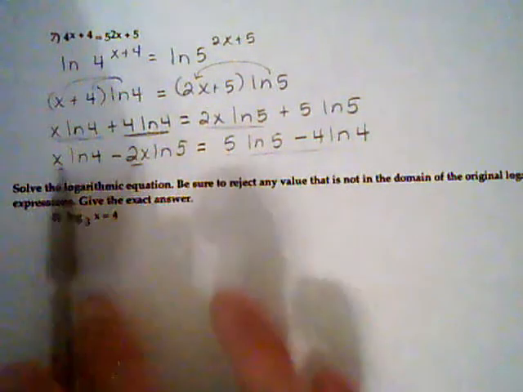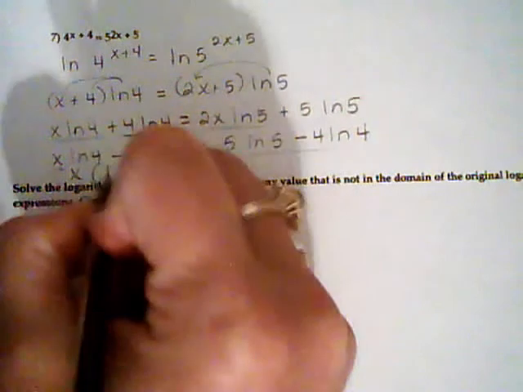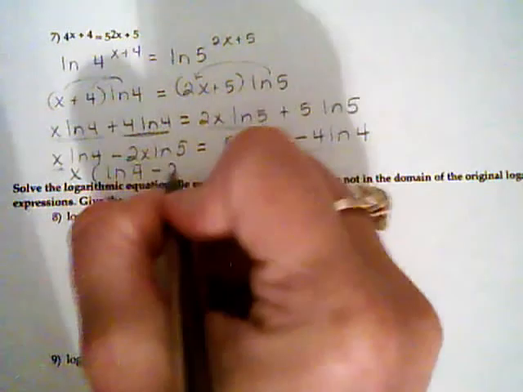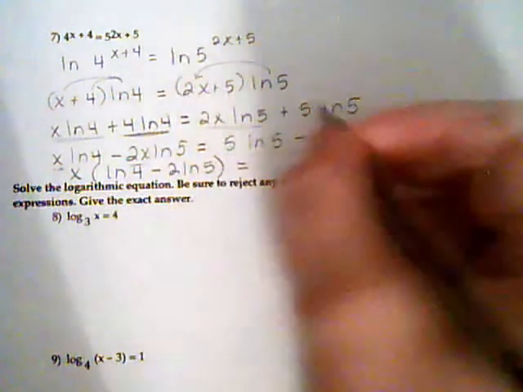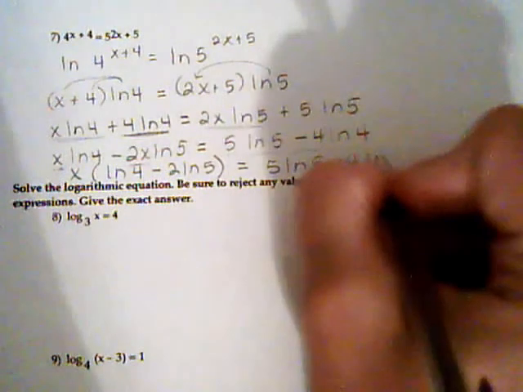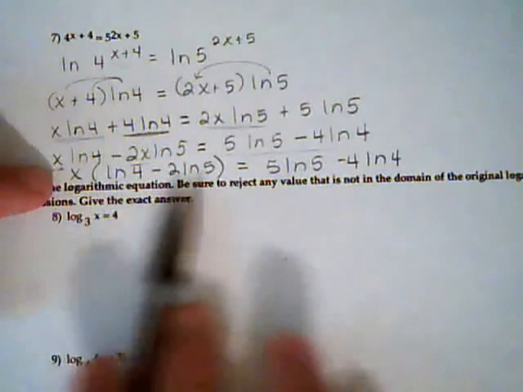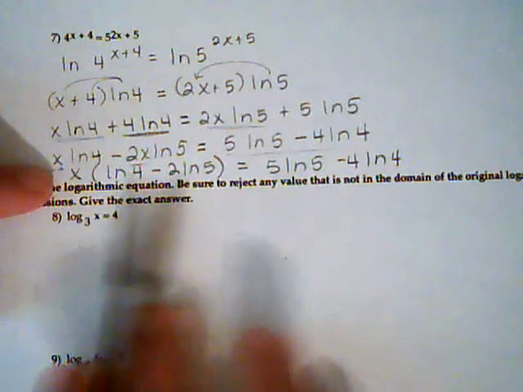If I want to solve for x, now I can factor out an x. If I factor out an x, that's going to leave me with natural log of 4 minus 2 natural log of 5 equals 5 natural log of 5 minus 4 natural log of 4. So now I can divide by this number that I have here.